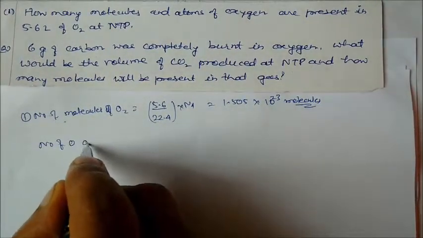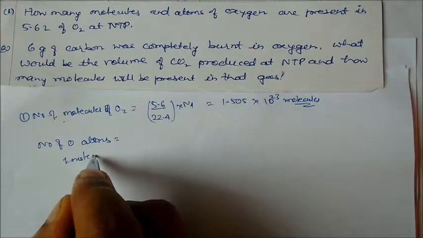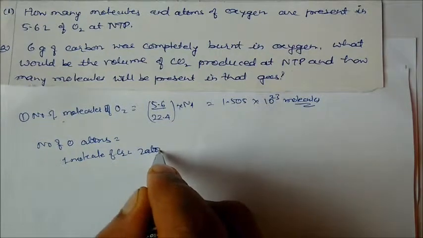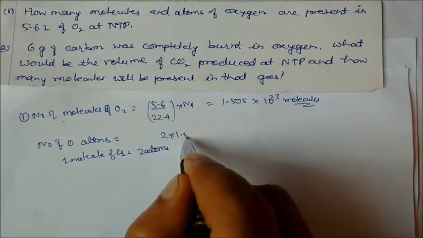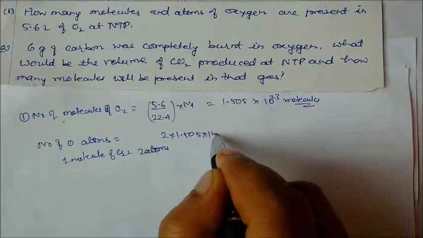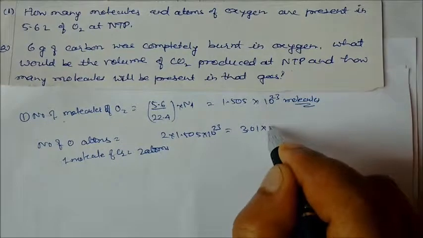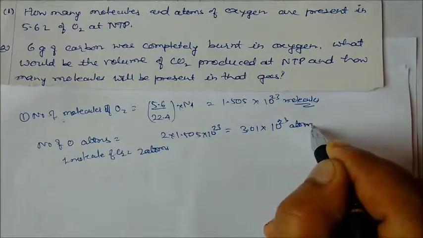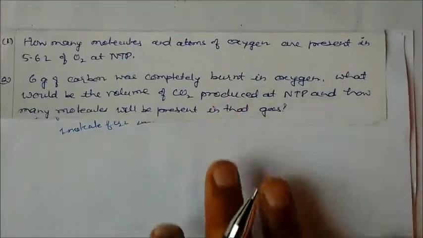So number of oxygen atoms will be, so one molecule of oxygen contains 2 atoms. So here atoms will be how much? So 2 into 1.505 into 10 power 23. So answer will be your 3.01 into 10 to the power 23 atoms of oxygen. Okay, now we'll see second problem.